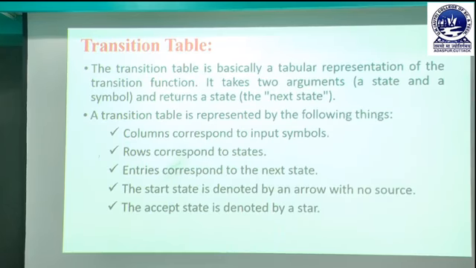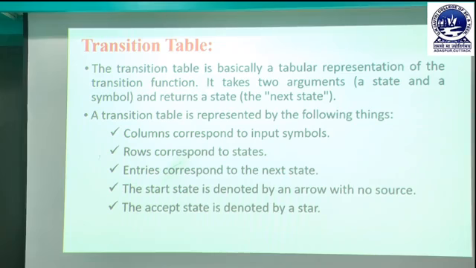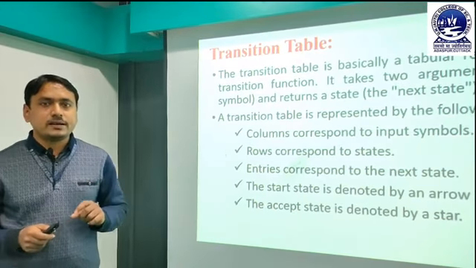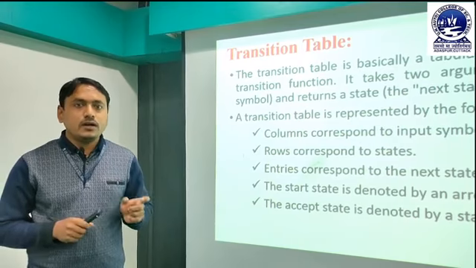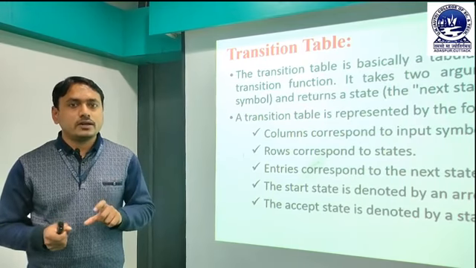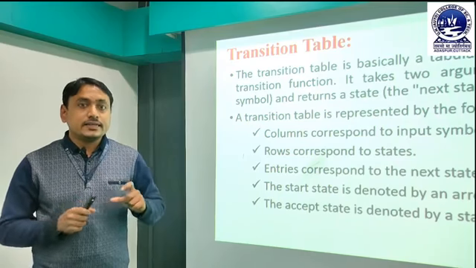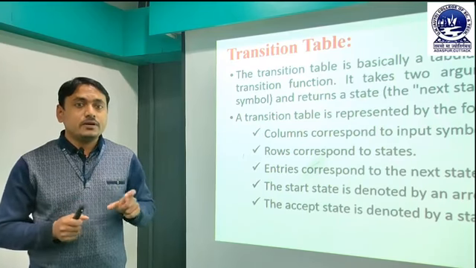Here in this slide we have that the transition table is basically a tabular representation of the transition function, which takes two arguments, a state and a symbol, and returns a state. That means whenever the user wants to create a new state, the user must put a symbol, that may be a, b, or 1 or 2, or 0 or 1. According to that symbol we can create a new state.